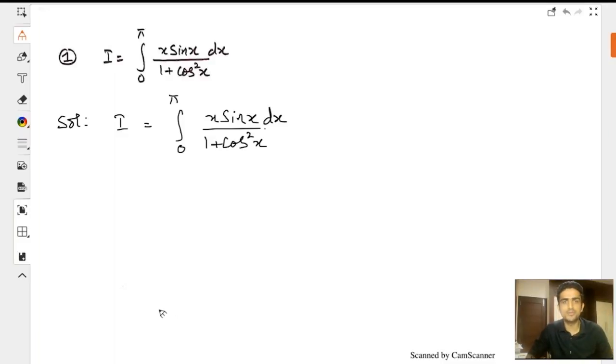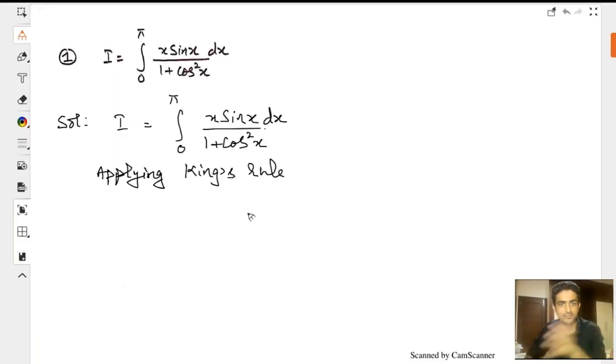Now this property comes into play. Look, just apply this property. Applying King's rule. Of course, do not use that term in your boards, okay? This will fetch you 0 marks because they don't know what is King's rule. It is just a term I am using.